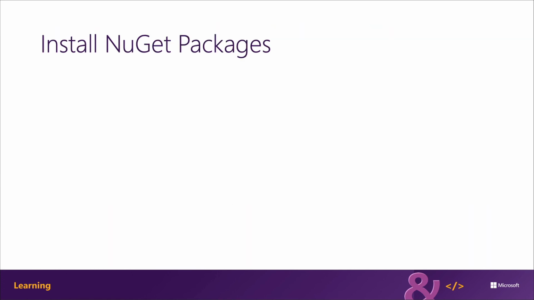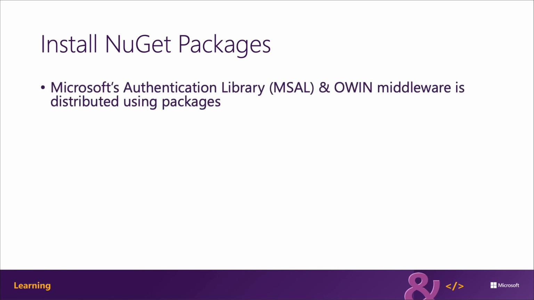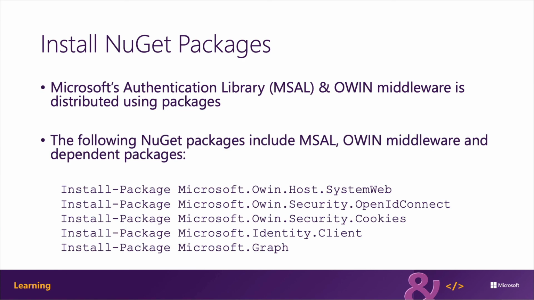Now, all the extra stuff that you need in order to set this up is all distributed using NuGet packages. And as I mentioned, the Microsoft Authentication Library and the OWIN middleware are all distributed as NuGet packages. So these are the packages that we're going to install in our project. The OWIN Host SystemWeb, OWIN Security OpenID, and the OWIN Security Cookies packages. Those are all going to be to implement our OWIN middleware. And then the next two are for the Identity.Client, that is for the Microsoft Authentication Library. And then the last one is for the .NET SDK for Microsoft Graph.